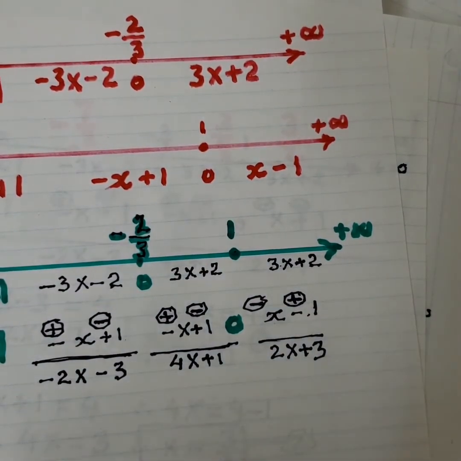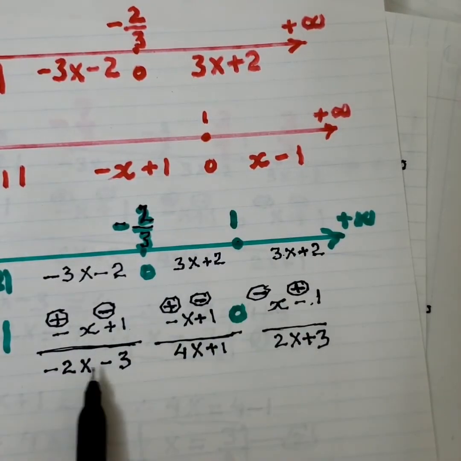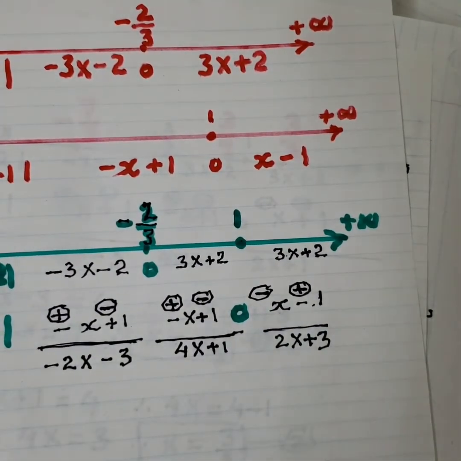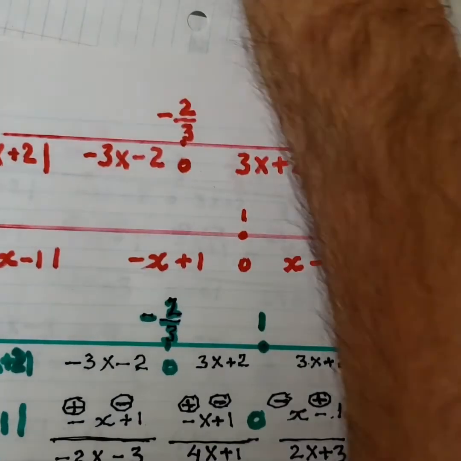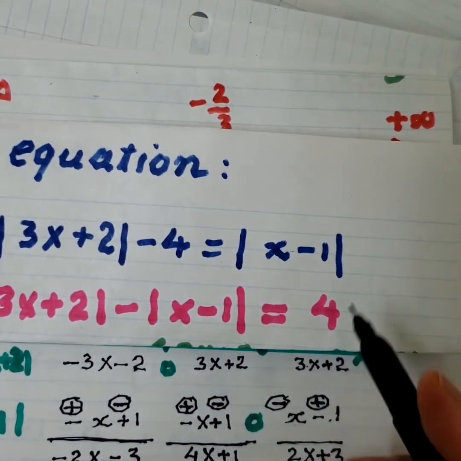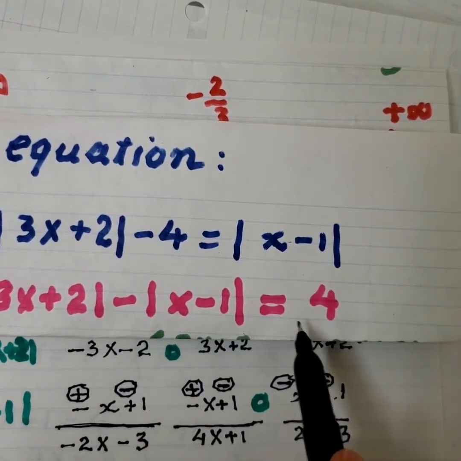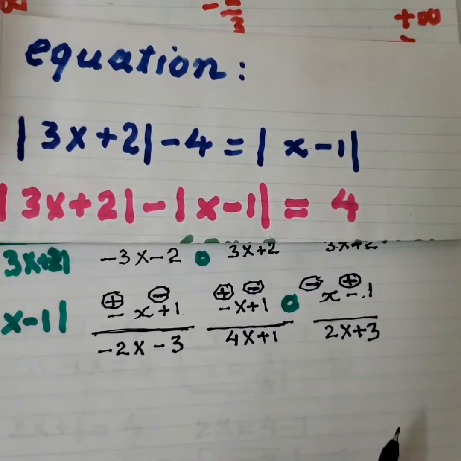What does it mean, all this? This means we have three intervals that have different rules. Each rule will be made equal to the right hand side of the equation. This is the right hand side of the equation. So I'll take this rule, put it equal to 4. Then I'll take this rule, put it equal to 4. Then going to the third one, put it equal to 4. And solve each equation this way.